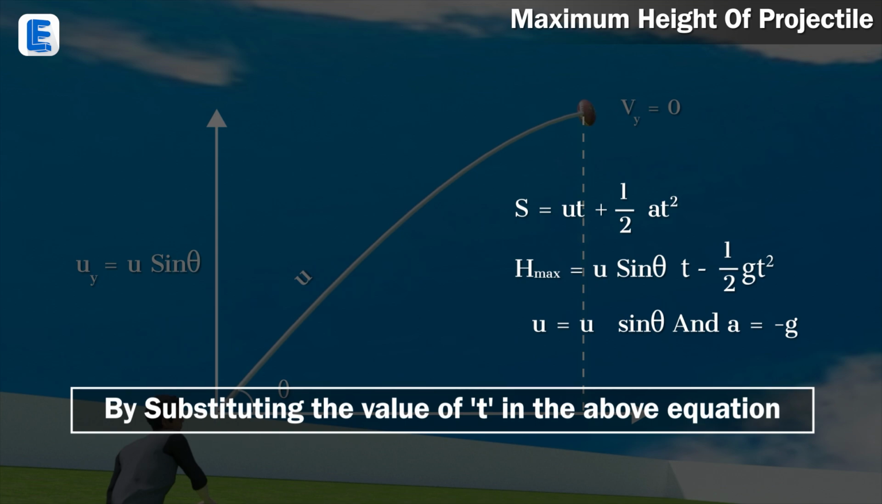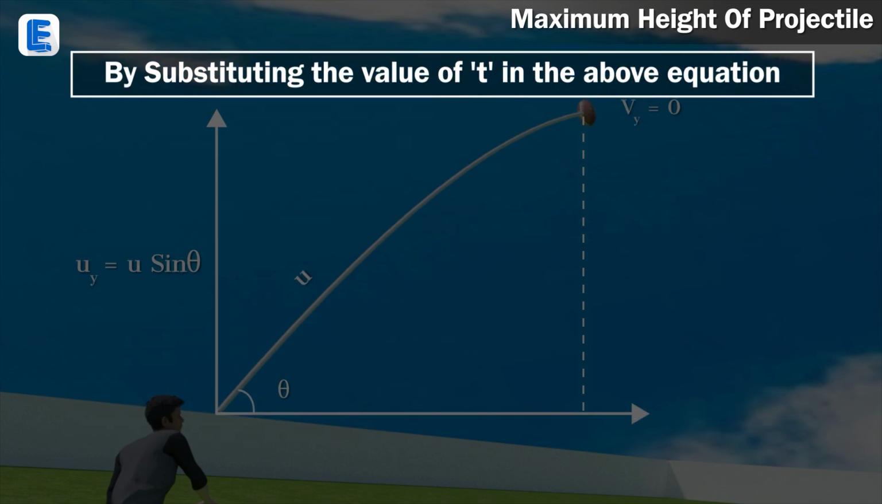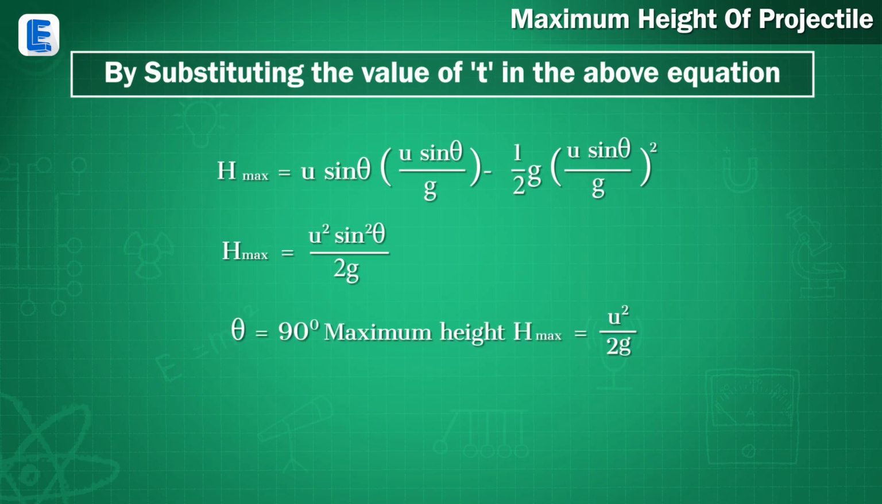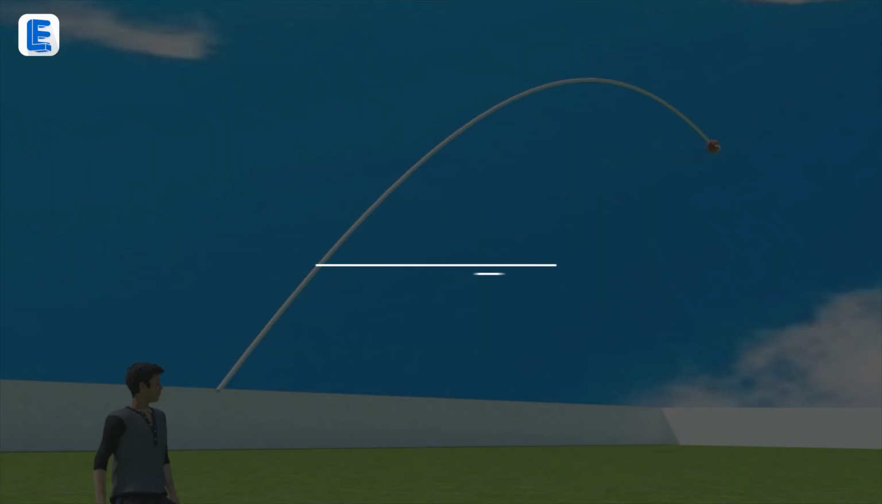By substituting the value of t in the above equation, H max is equal to u sine theta into u sine theta by g minus 1 by 2g into u sine theta by g whole square. Maximum height, H max, is equal to u square sine square theta by 2g. If theta is equal to 90 degrees, maximum height, H max, is equal to u square by 2g.